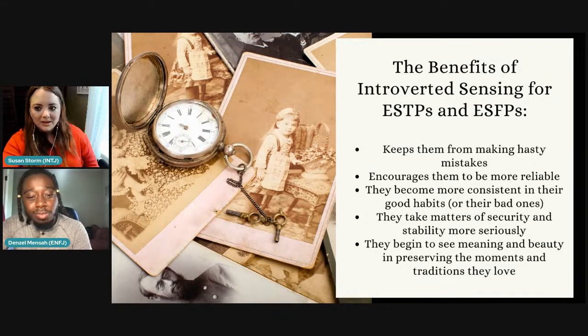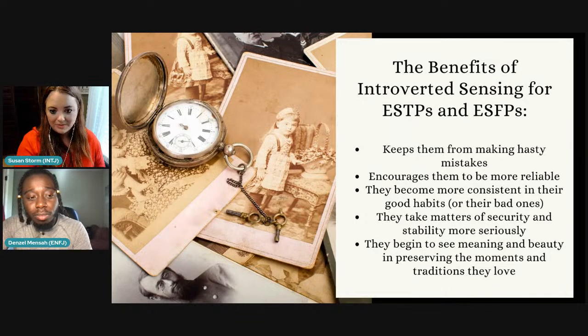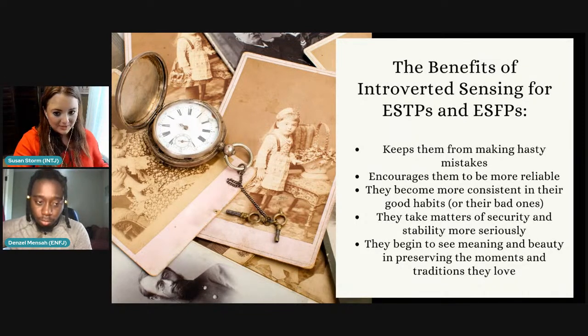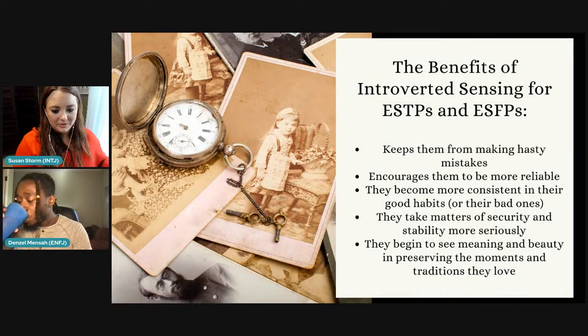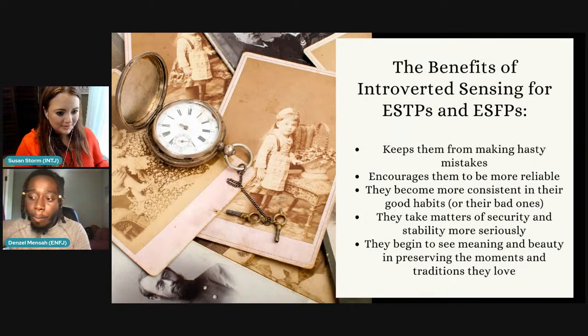So there are a lot of things that can keep ESTPs and ESFPs from making mistakes. But the way oppositional introverted sensing keeps ESTPs and ESFPs from making mistakes is specifically to remind them of what's worked or hasn't worked in the past. And it's also to have them pay closer attention to the details and how they might impact them.